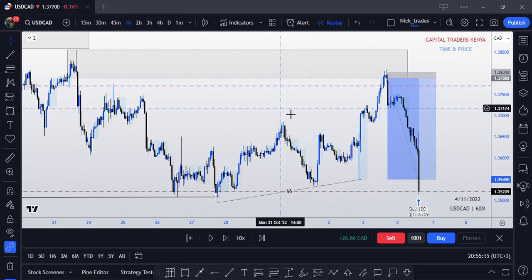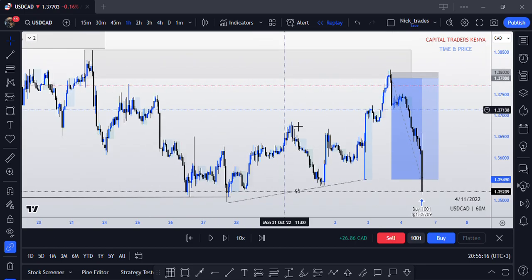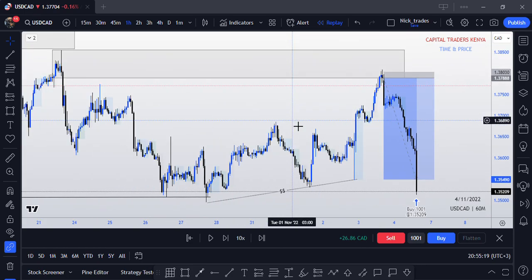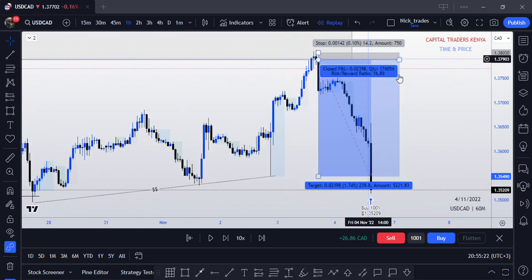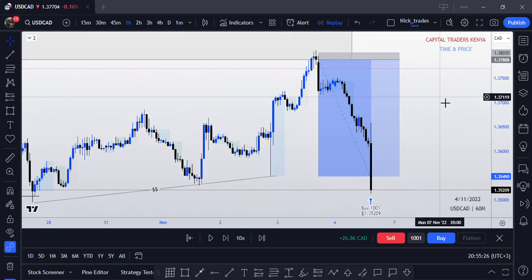Now look at that entry. Look at how we manage the entry and how we manage our trade. And again, look at the time, and look at all the confluences we have used to enter this trade and exit the trade.